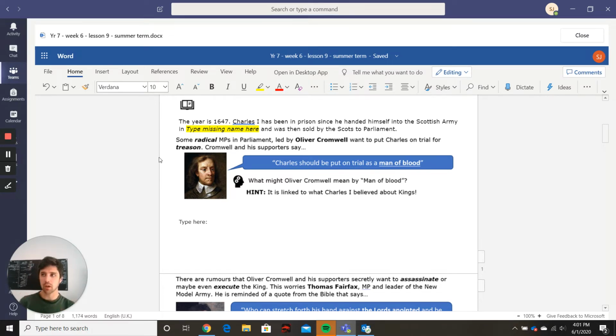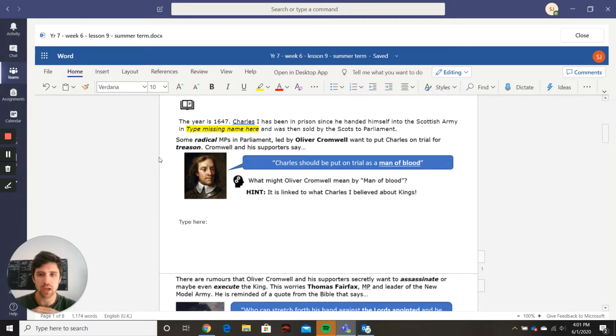Now, if you've heard of Oliver Cromwell, it may be a surprise to hear that, at least during the Civil War itself, Thomas Fairfax really was the leader of Parliament, not Oliver Cromwell. Anyway, the year is 1647. Charles I has been in prison since he handed himself in to the Scottish army.